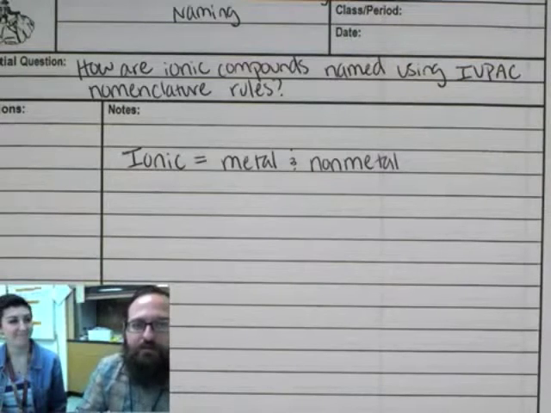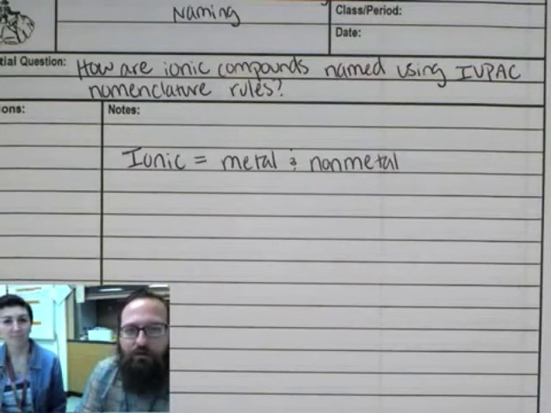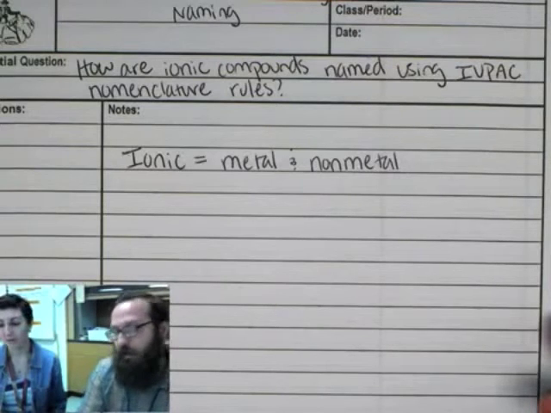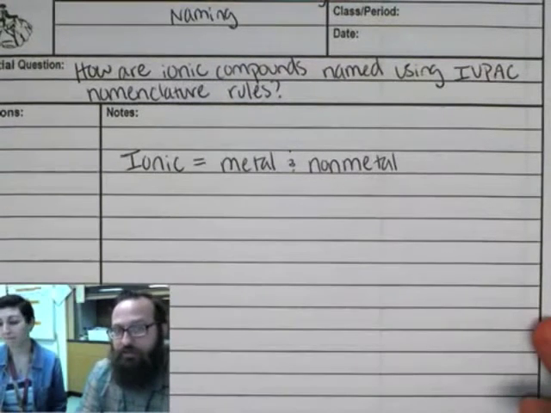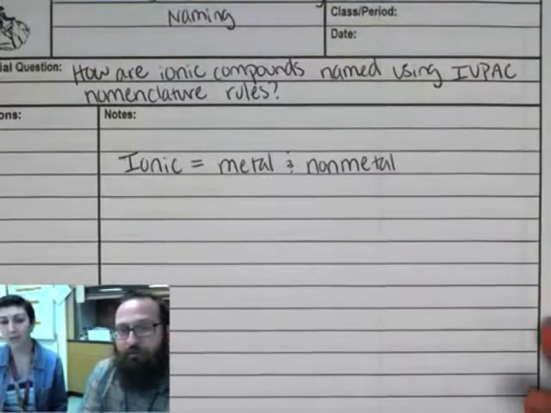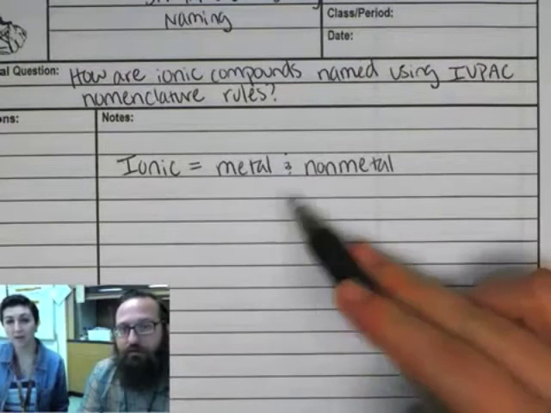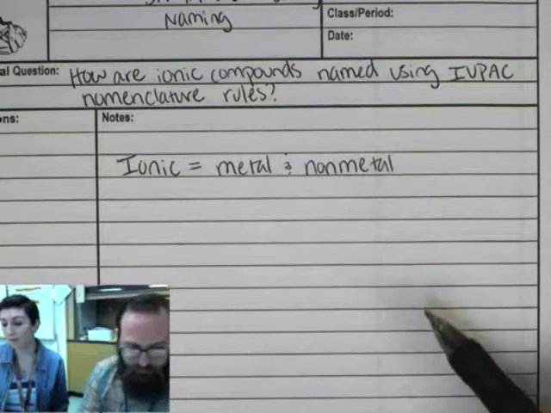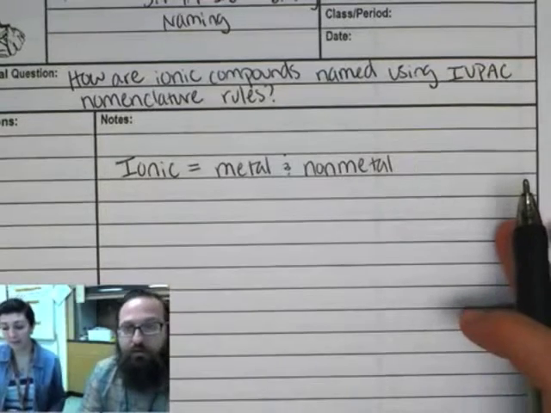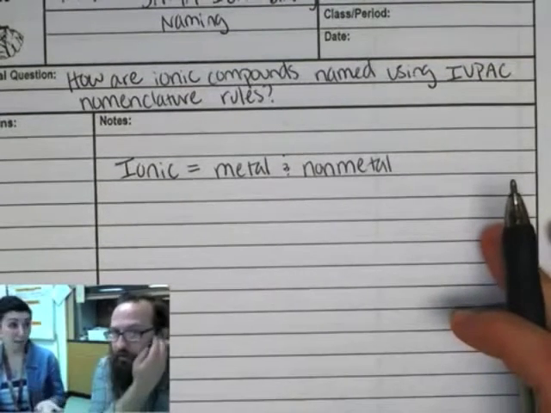Hey guys, today we're going to be talking about how ionic compounds are named using IUPAC nomenclature. So the first thing we're going to be talking about is ionic compounds. Quick reminder, that means that we're talking about a metal and a non-metal. That's our ionic compound. And then binary, that's what we're doing. We're doing ionic binary naming.